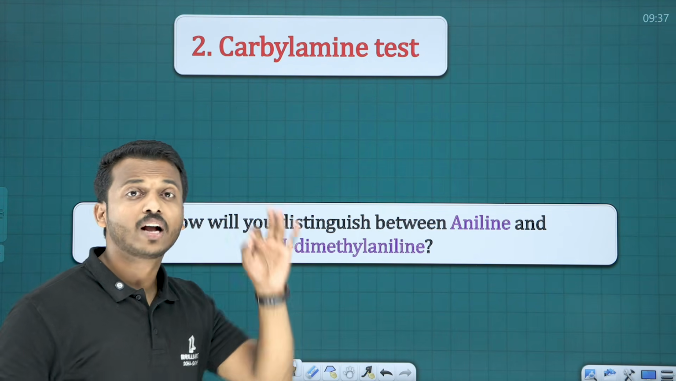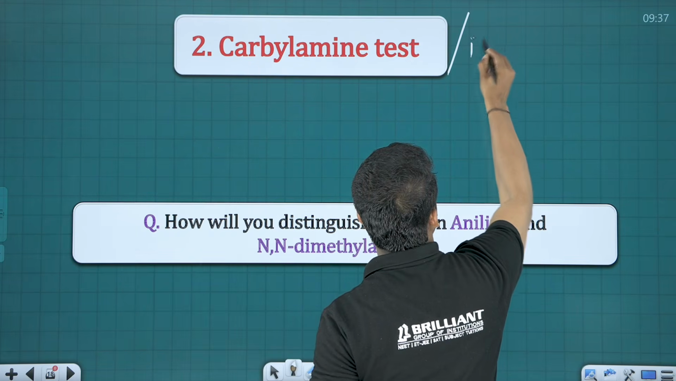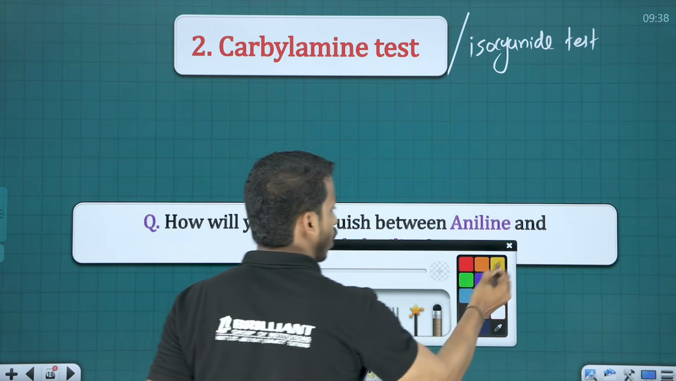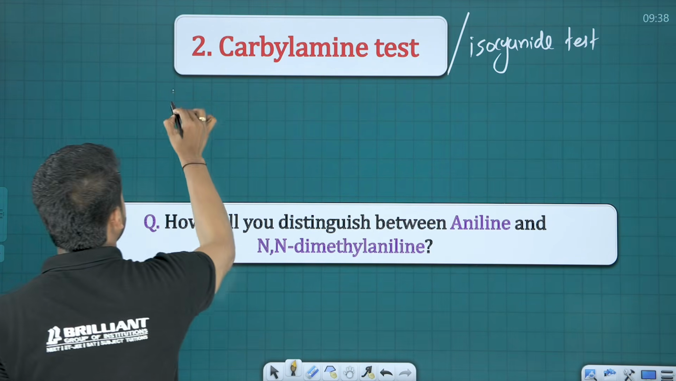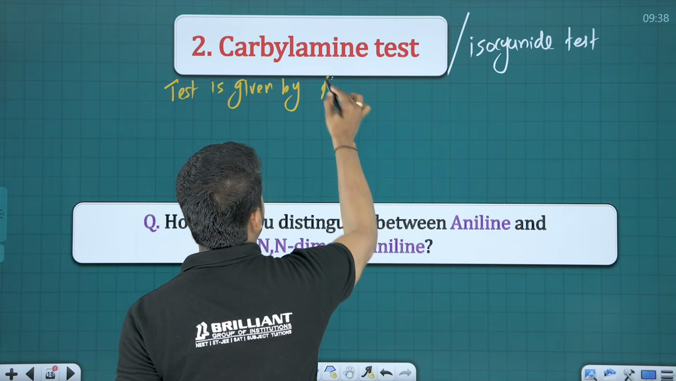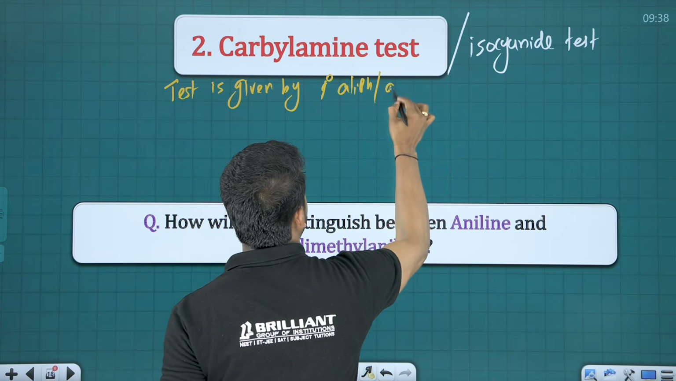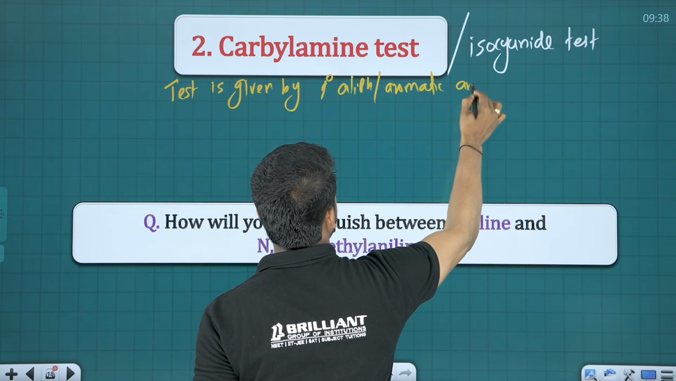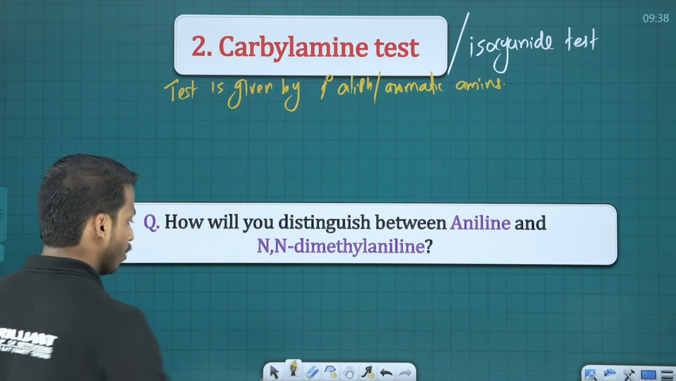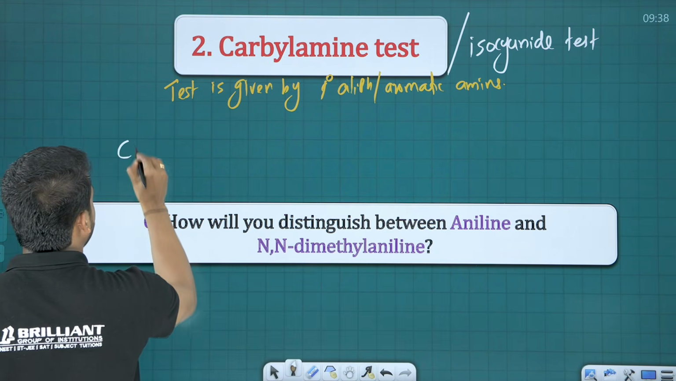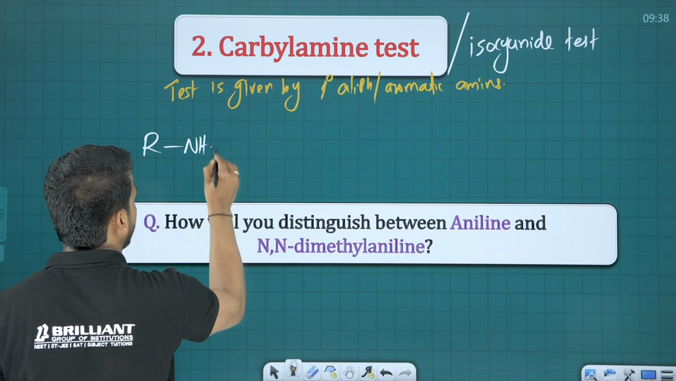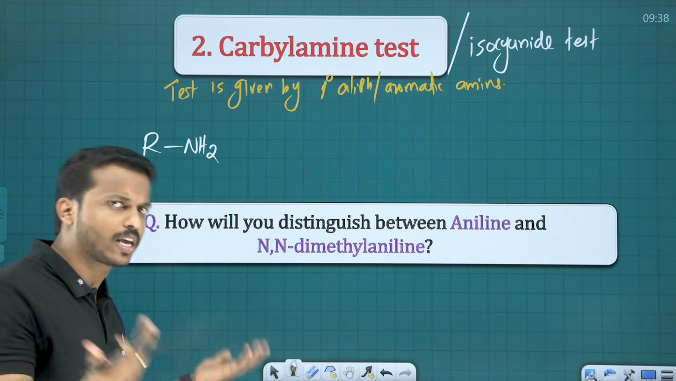Let's go for the second one, called the carbylamine test, also known as the isocyanide test. Carbylamine test or isocyanide test. Note it all. This test is given by primary aliphatic and primary aromatic amines. For example, carefully listen. I'm taking a general reaction, RNH2. What is RNH2? A primary amine, maybe aliphatic or aromatic.